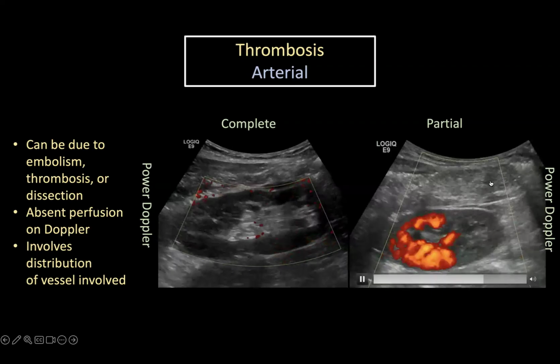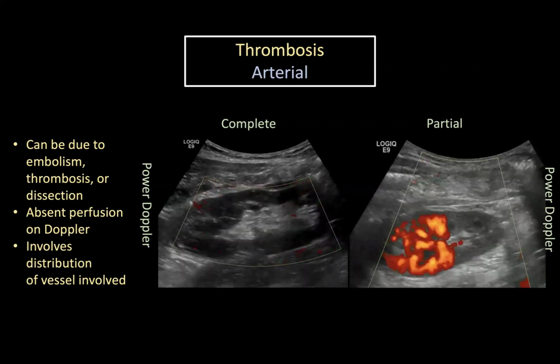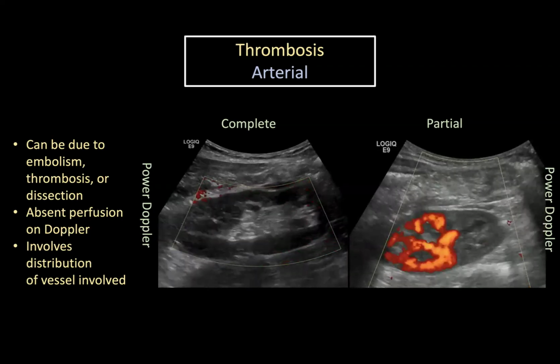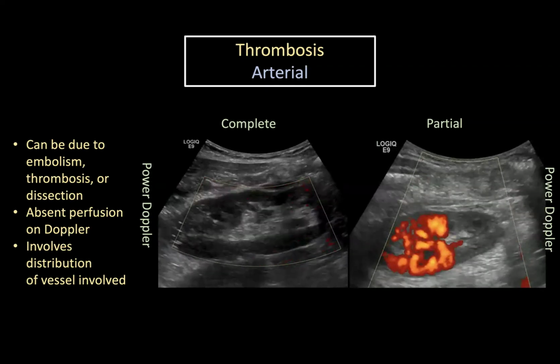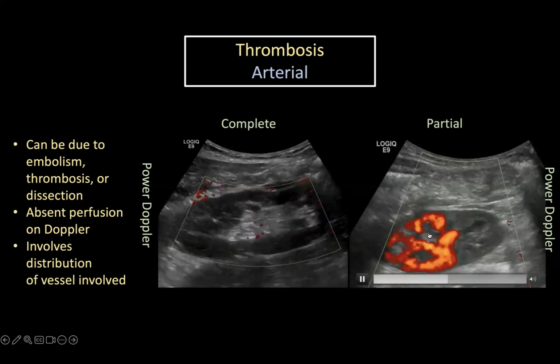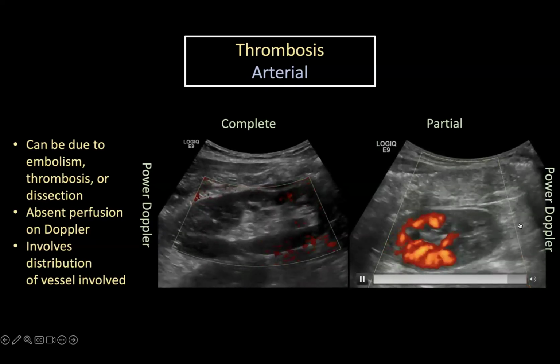And arterial thrombosis can affect portions of the kidney. So whatever renal artery, sometimes you have two renal arteries supplying it. Sometimes the thrombosis involves a branch of a renal artery. And so sometimes you can get normal perfusion to part of the kidney, as you can see here, and absent perfusion elsewhere.